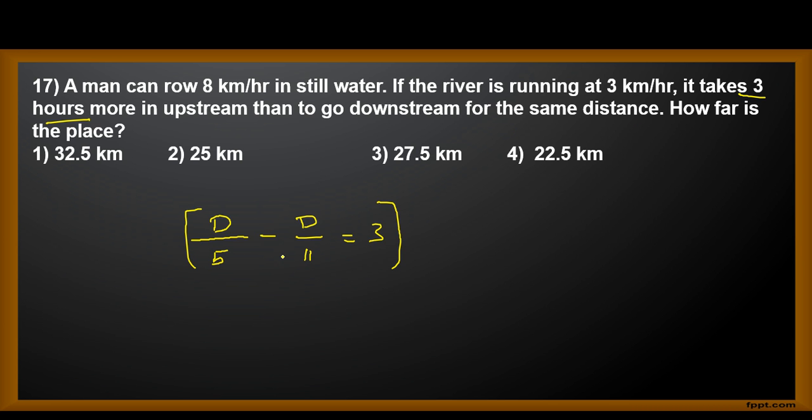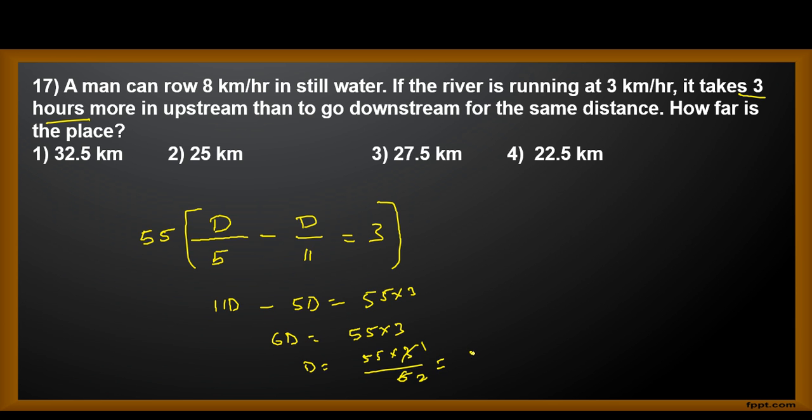So 5 and 11. What is the LCM of 5 and 11? 55. Throughout the equation, multiply by 55. So you will get 11D minus 5D equals 55 into 3. That implies 6D equals 55 into 3, so D equals 55 into 3 by 6. 3 ones are 3, 3 twos are 6. So D is 55 by 2, which equals 27.5 kilometers. Simply, the answer is option 3.